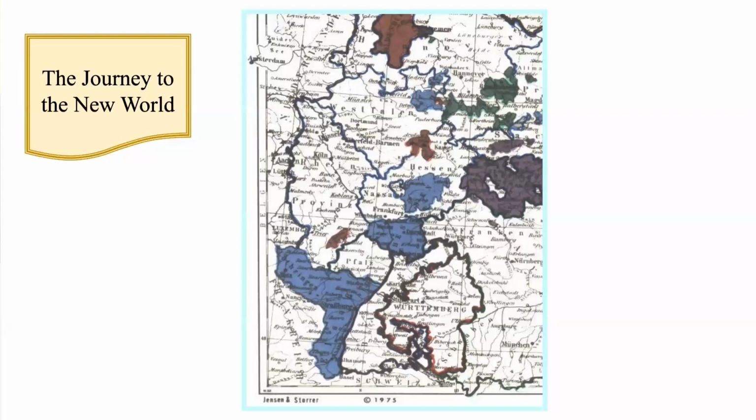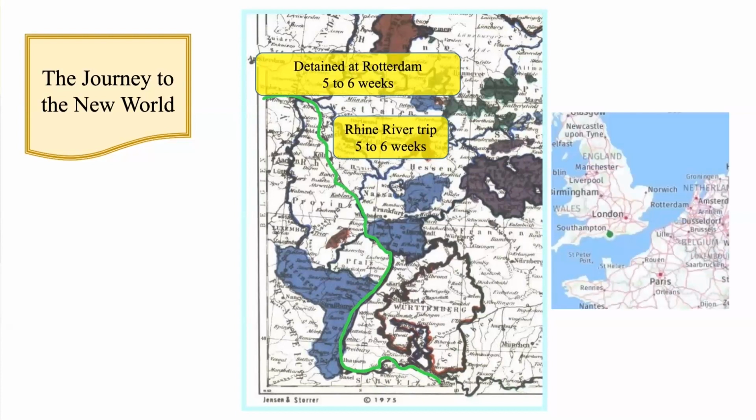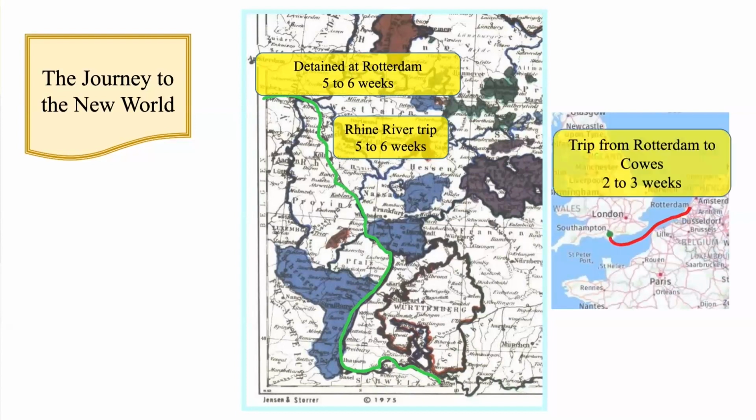Part 1, a journey down the Rhine River from southwest Germany to Rotterdam, Netherlands, took between 5 to 6 weeks, because there were 26 custom houses along the river that inspected every boat and charged a toll payment. After arriving in Rotterdam, they were detained there for another 5 to 6 weeks. Part 2, the journey from Rotterdam to Cowes, England, meant another delay of 2 to 3 weeks, waiting for ships to pass through customs or waiting for favorable winds.